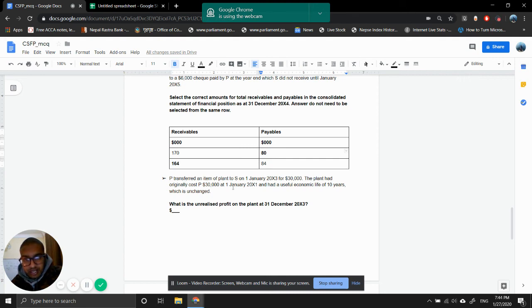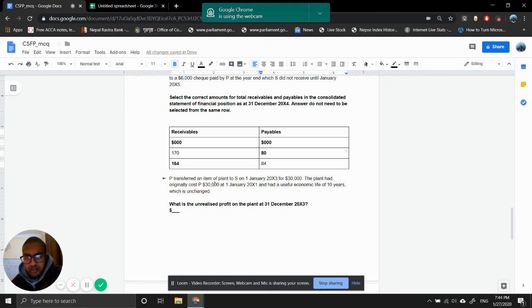P transferred an item of plant to S on 1st Jan 20x3 for 30,000. The plant had an original cost of 30,000 at 1st Jan 20x1, and had a useful life of 10 years, which is unchanged. What is the unrealized profit at 31st December 20x3? So its cost was 30,000 at 1st Jan.